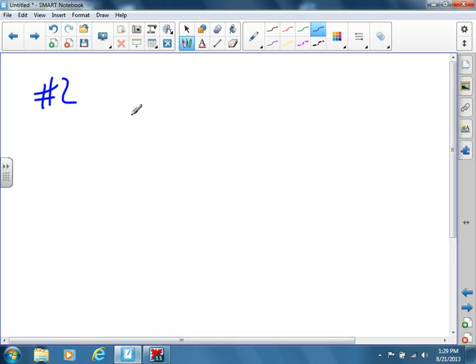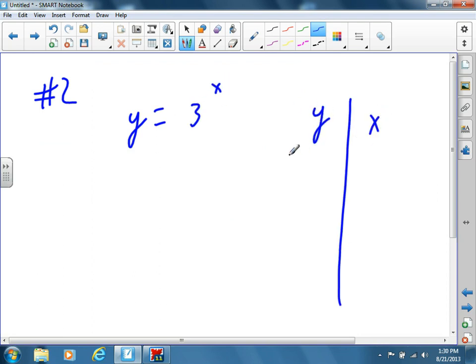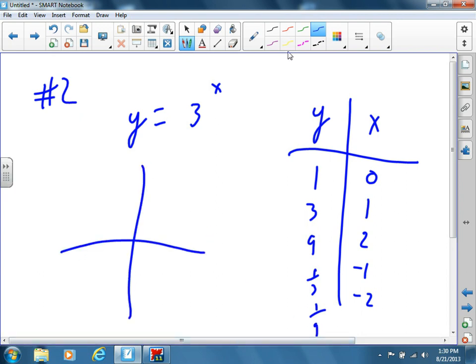Or we could say y is equal to 3 to the x. X is 0, y is 1. X is 1, this is 3, 2, 9, minus 1, 1/3, minus 2, 1/9. And boom, change color of the crayon. So we're going to go and do this. Notice they all look the same. So that's obviously 1. And then when I'm at 1, I want to be at 3. All right, perfect. Don't need any more detail than that.